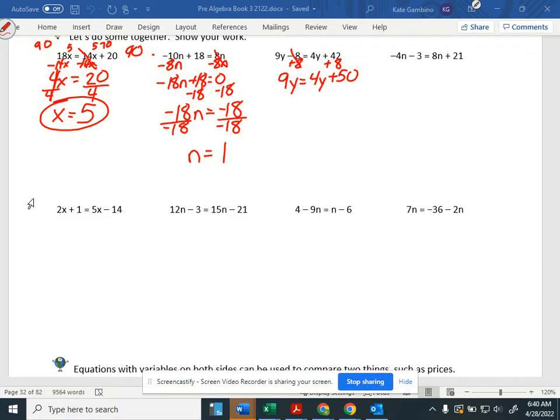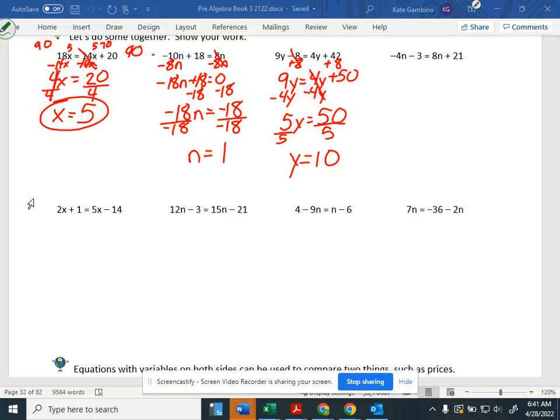Now I want to move my 4y over to where my other y is. So I'm going to do the opposite operations. 9y minus 4y gives me 5y. 4y minus 4y cancels out. And I have my 50. So now I have 50 divided by 5, and I get y equals 10.